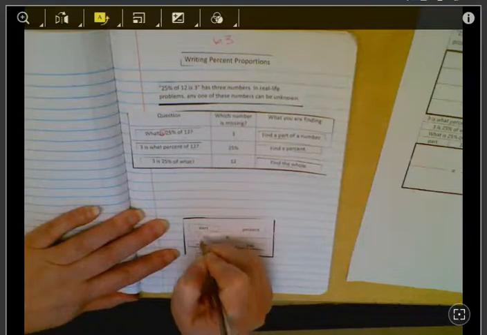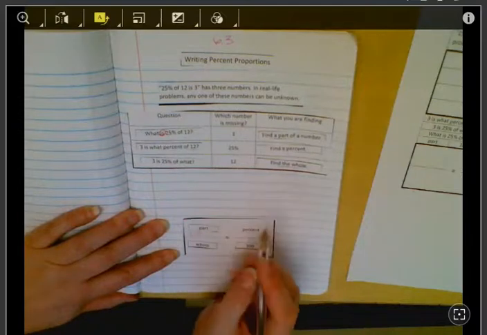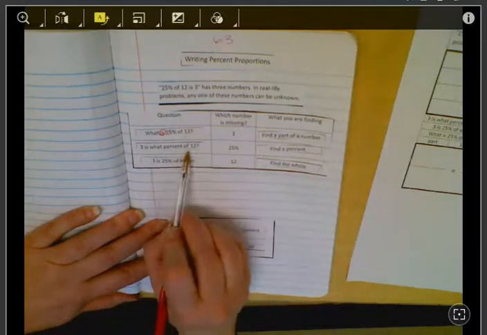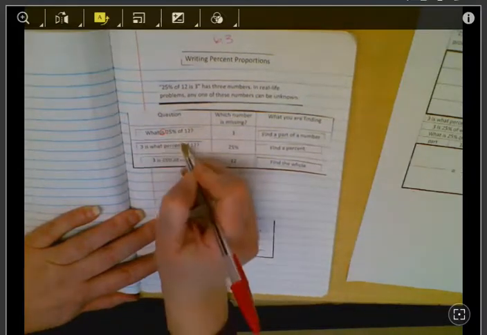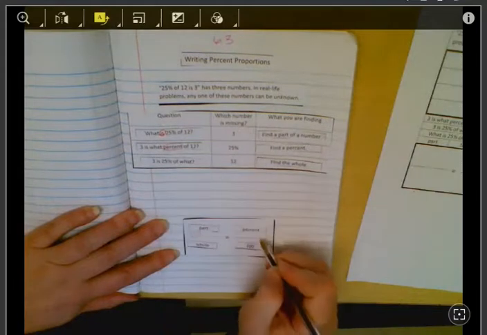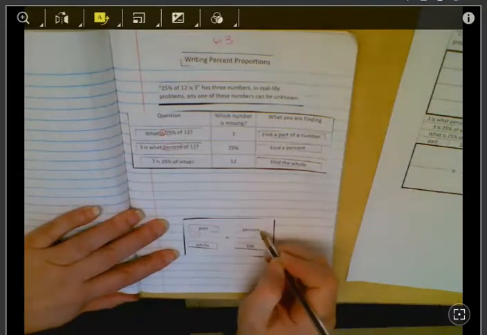And you might want to just write that in. That will help you. And then on this one, the percent, we always know percent is over 100. So then we know that the fourth number is over 100, and that number is going to go above the 100. Okay?